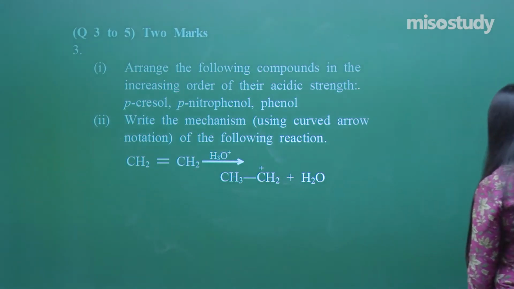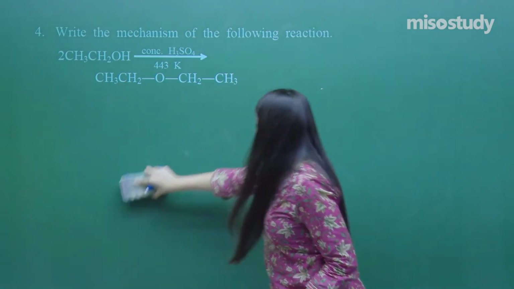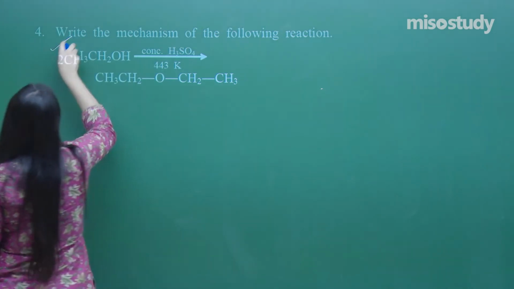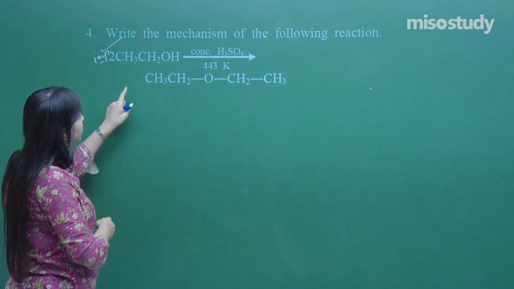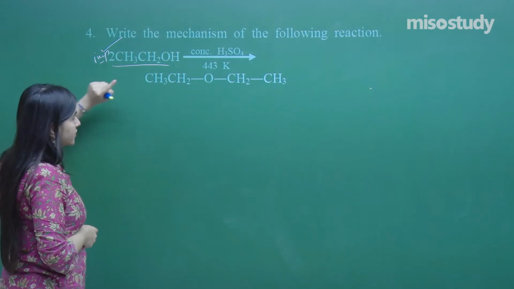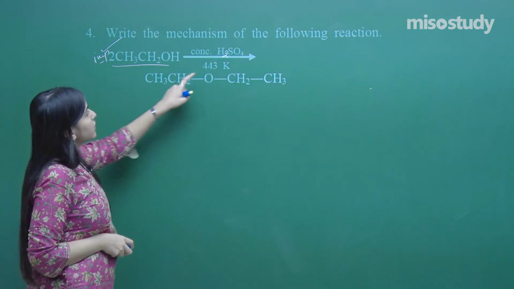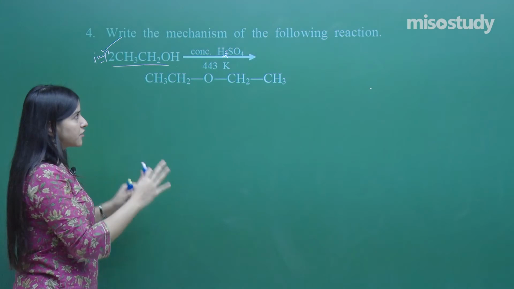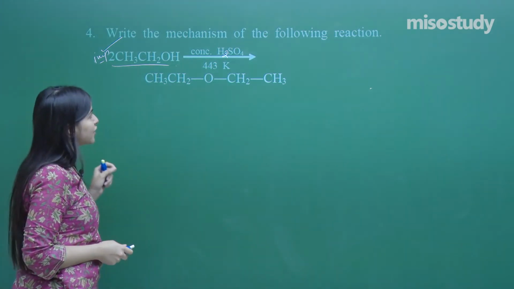So what question do I have next? Yeah, number 4. Again a similar kind of mechanism, and yes, mark this as important. This mechanism is mostly asked in the exam, right? So what they are asking is, write the mechanism of the, so they have given 2 moles of ethanol, concentrated H2SO4, and at 443 Kelvin, right? So basically at such a high temperature, what will happen? Ether is formed, fine. So let's see the mechanism of it.